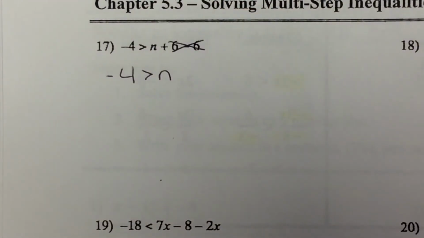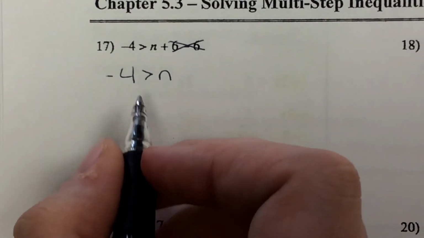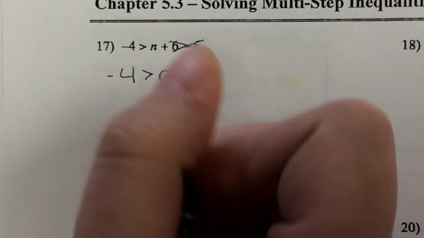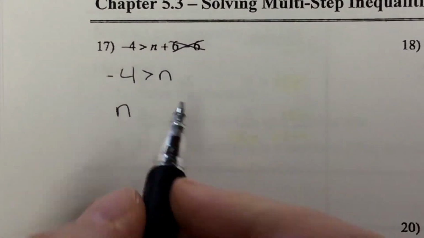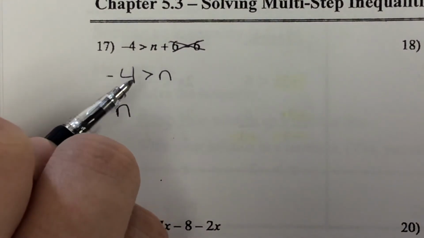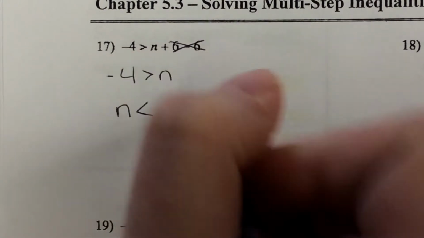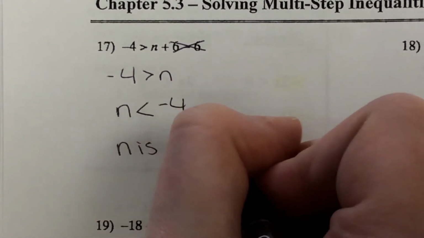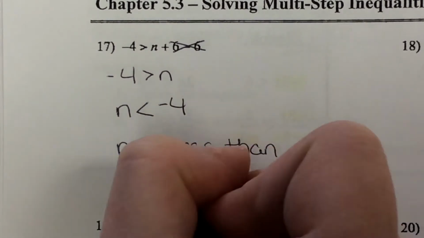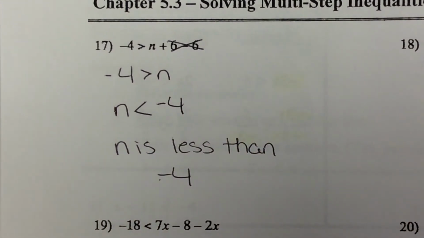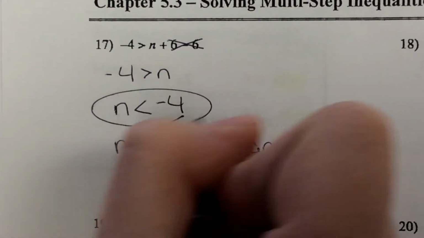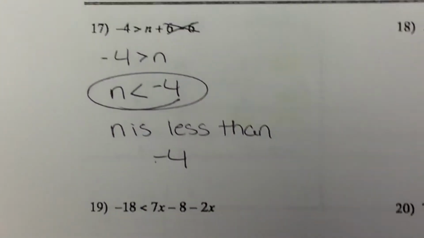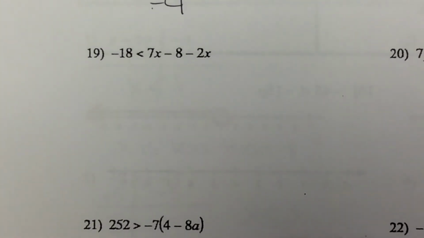That was really a pathetic problem to start off with, but nonetheless, let's go ahead and flip it around because we want our variable first. So let's change this to n, and notice how it's pointed at n and open to the -4. So you need to flip that so it's still pointed at n and open to -4. So n is less than -4. Okay. All right. Easy enough for that one. Let's move it on down. Let's keep going.